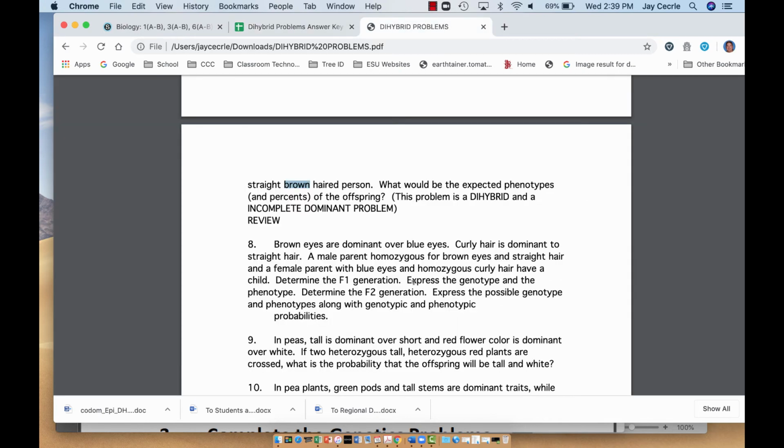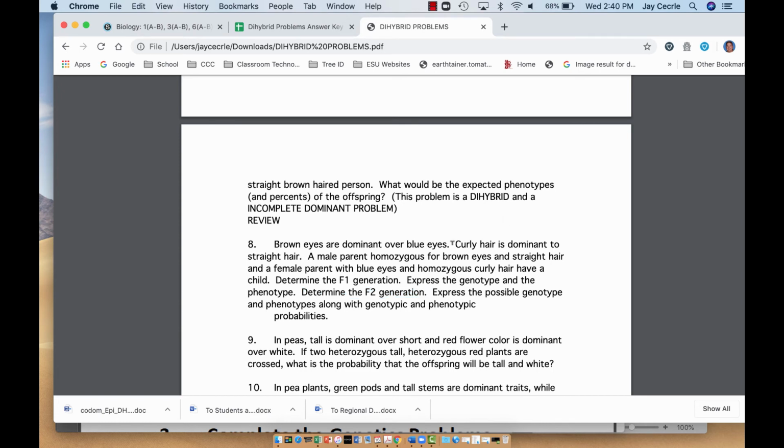Okay, for number 8, this one is a little bit better. It does have an F1 and an F2. So immediately what I know is the F1, they'll all be the same. All the offspring will be identical. And then the F2, I already know just because once you do these enough, you really just notice the patterns. The F2, for these type of problems, the phenotypes will always be 9 to 3 to 3 to 1. So I'll show you how that works.